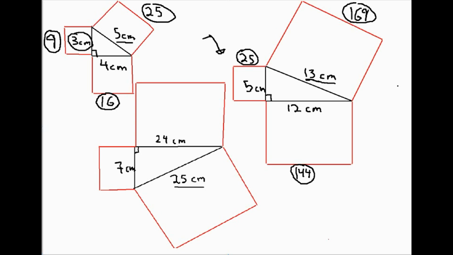And finally, on the last one here, the area of the smallest square is 49 centimeters squared. The area of this much larger square, but not the largest square, is 576 centimeters squared.